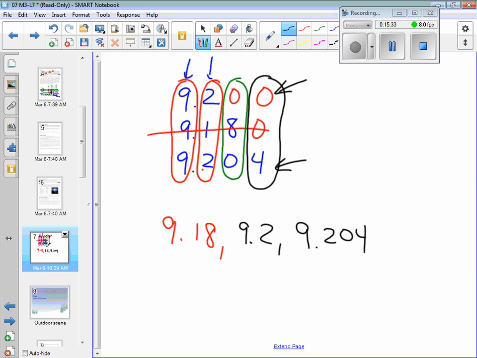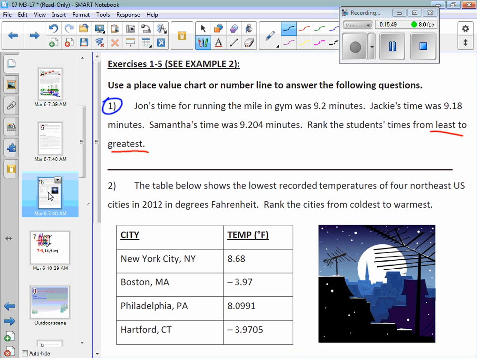I know it takes a lot more time, but I'd rather you take the time and get it right than take the shortcut and get it wrong. And I'm just starting you off basic. I can start getting really, really crazy with these numbers, but if you follow the place value chart, you'll always get it right. Okay.